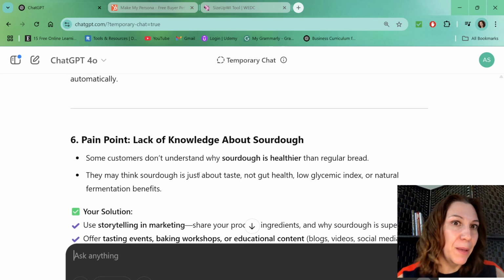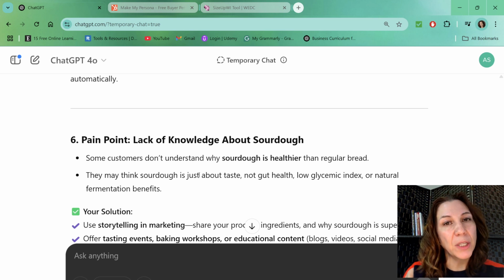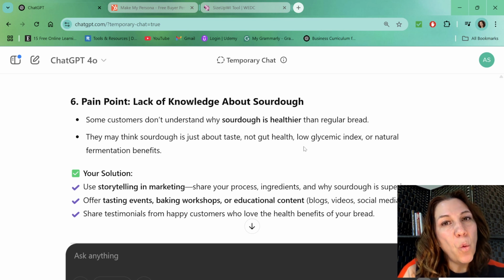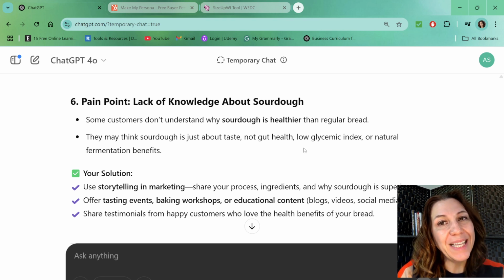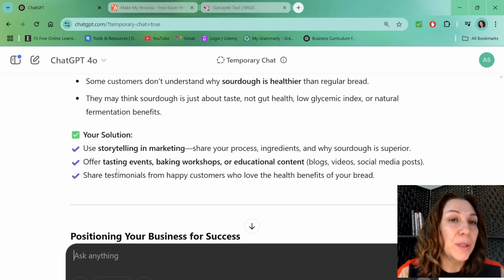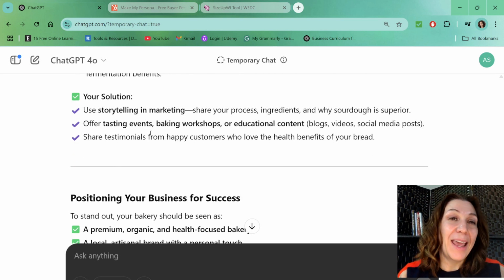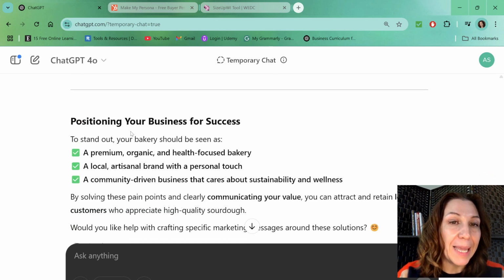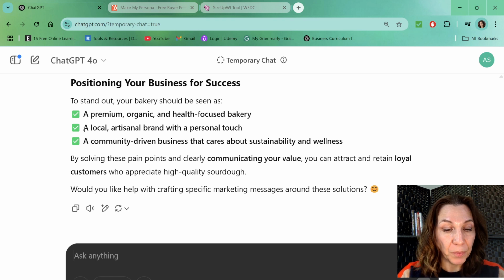Another pain point, which some of you may be thinking, oh yeah, I know this, but sometimes you forget some of this. That's why it's very, very good if you go to ChatGPT and ask it to research for you. And here's another one: lack of knowledge about sourdough. You know your product, you know how good it is, but some people don't understand why sourdough is healthier than regular bread. So in this case they're suggesting storytelling and marketing or tasting events. So again, this is step number 2.